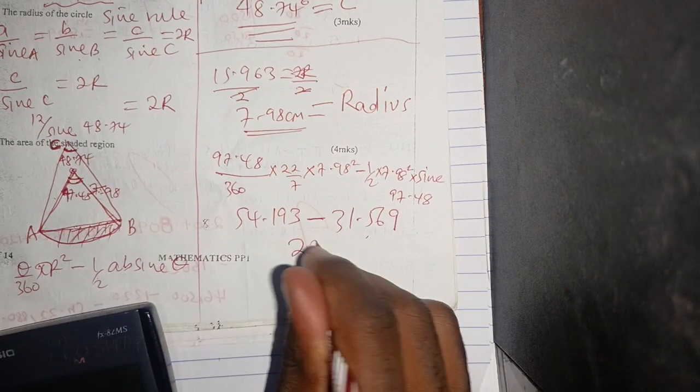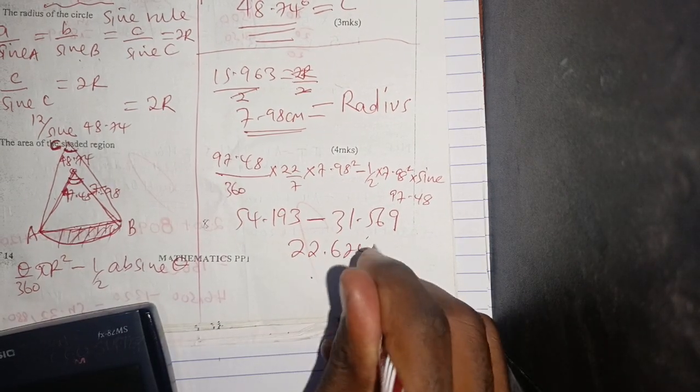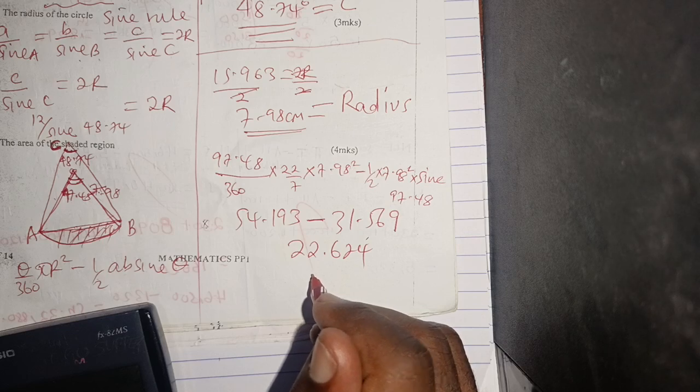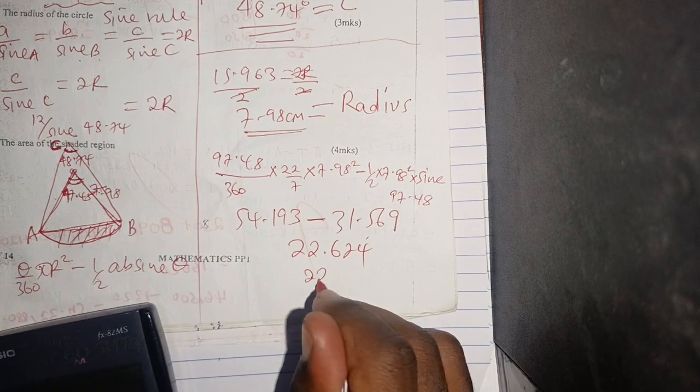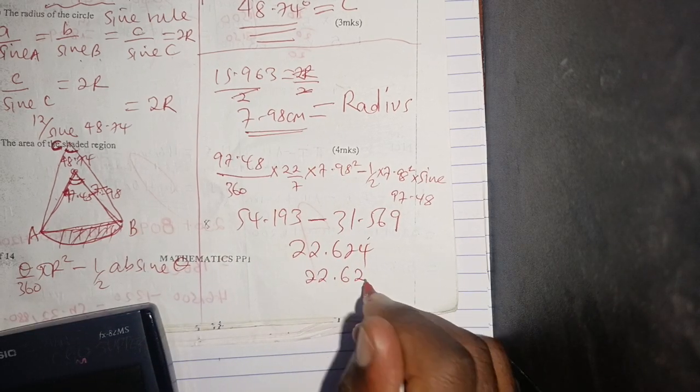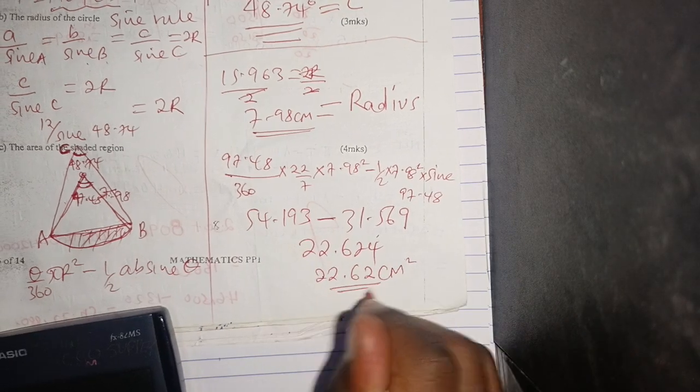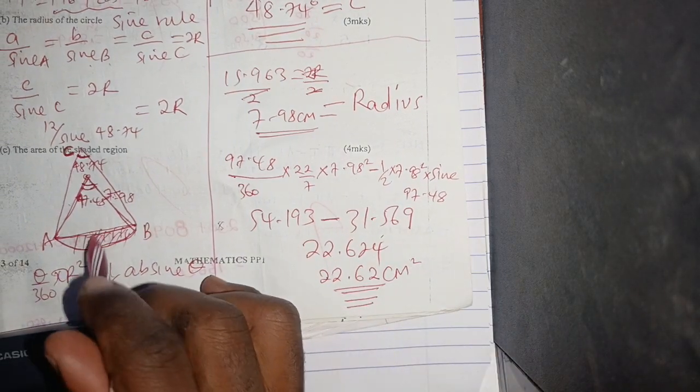So that is 22.624, which, to four significant figures, is 22.62 centimeters squared. That's the area of the shaded region, or the area of this segment.